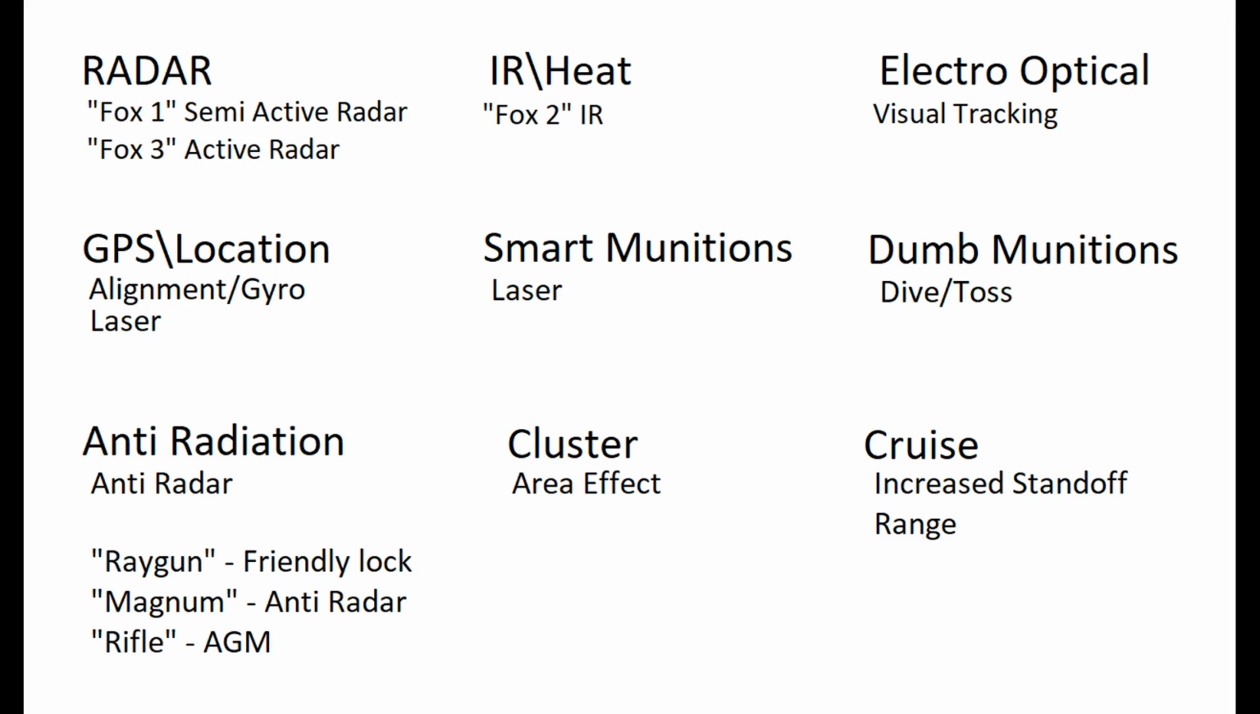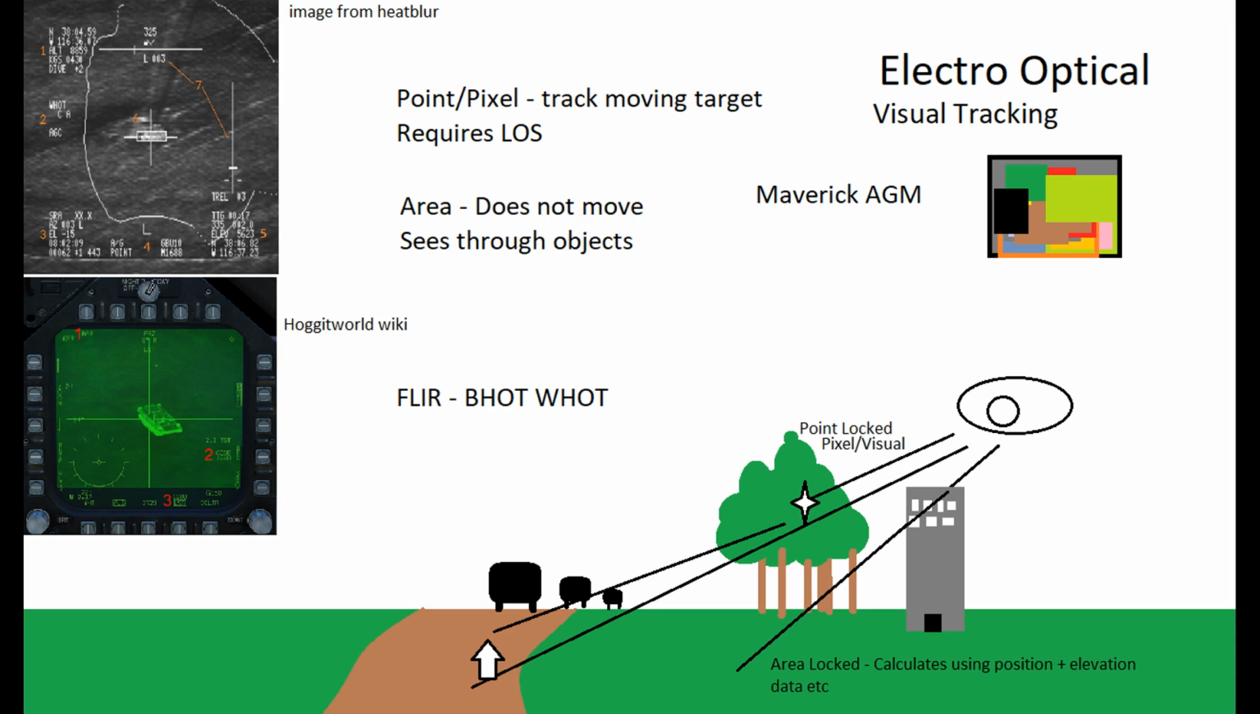So let's have a look at Electro Optical now. Basically what it is, it's a TV. You can get black hot and white hot with forward-looking infrared, as well as just a normal TV feed. So this is generally used with the Maverick, which is an air-to-ground missile, and it uses electro-optical targeting methods.